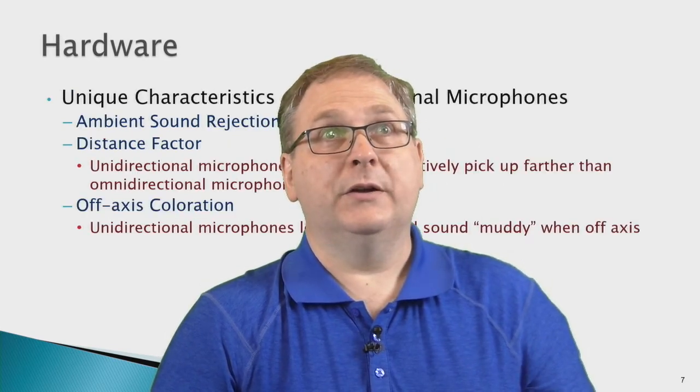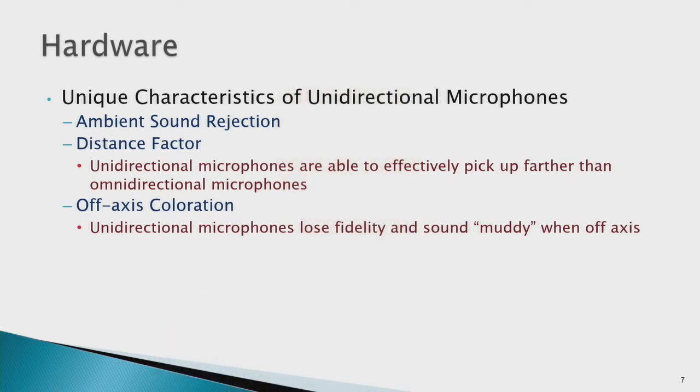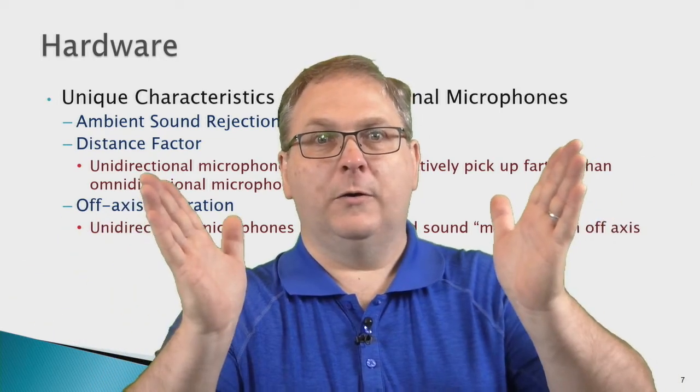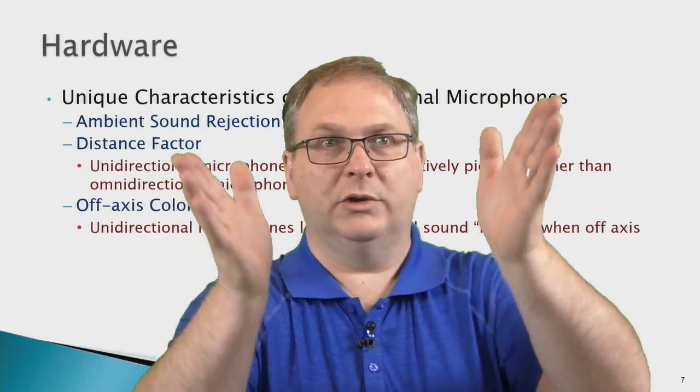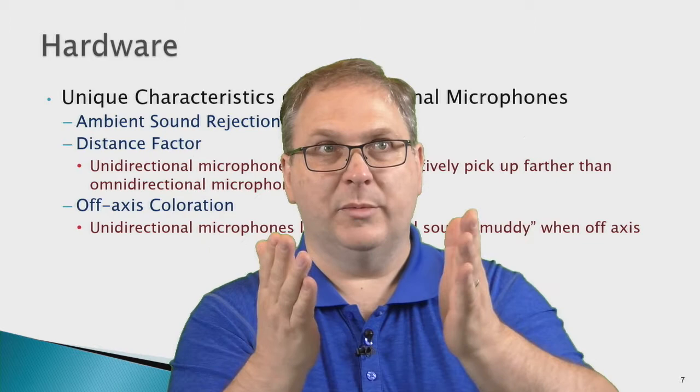So we're also going to look again on the hardware side at the unique characteristics of unidirectional microphones. Notice I say it's unique to unidirectional, because omnidirectional microphones don't have these features. First off is ambient sound rejection. So the sound around you, maybe there's other instruments playing beside you, other people singing beside you. Maybe it's just the overall room acoustics that you want to dial out because you don't want to get all of that sound back into the microphone. Well, with that ambient sound rejection, you're basically limiting all of that excess sound from coming in, and you're only focusing on the pickup area of the microphone.